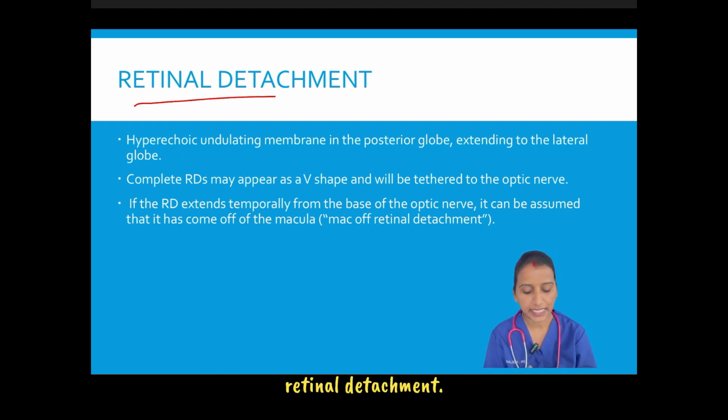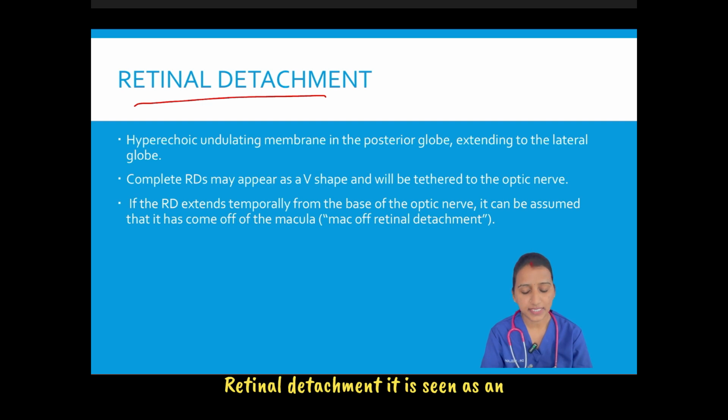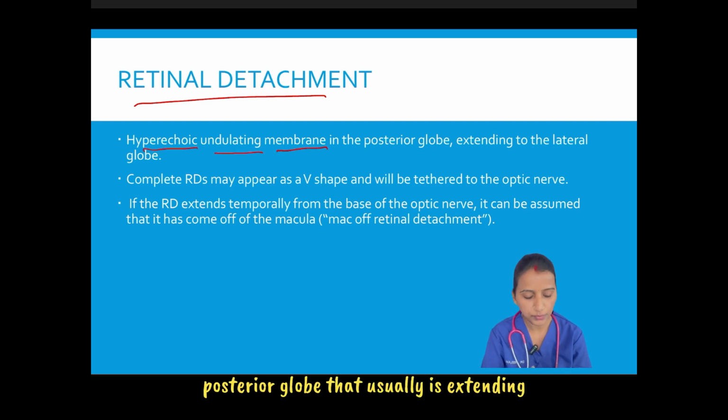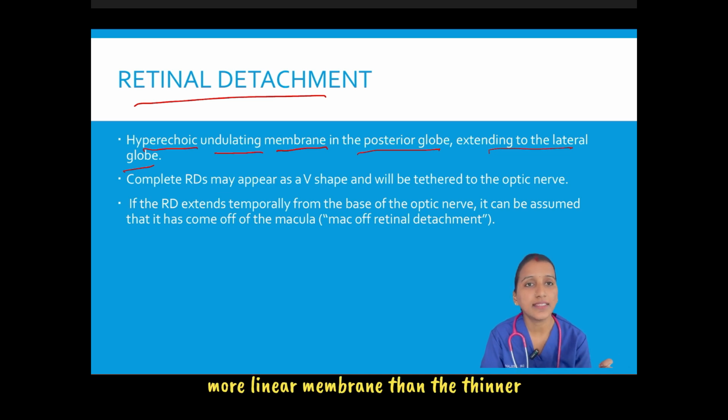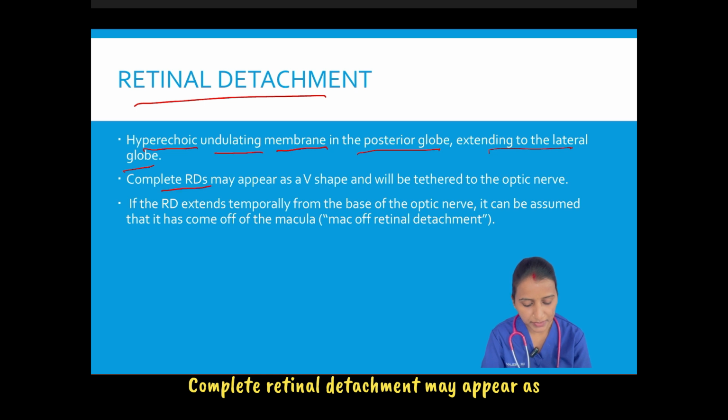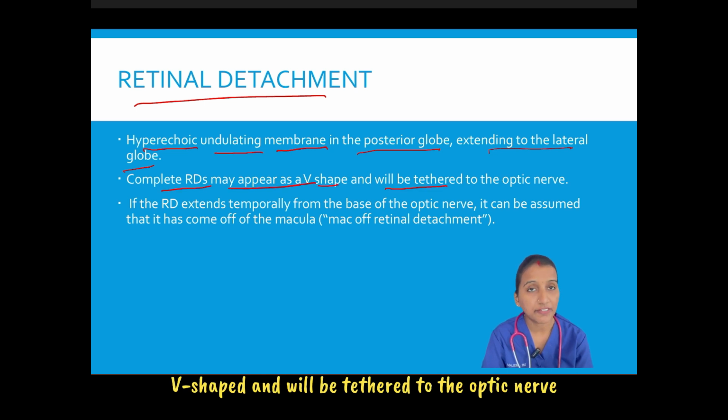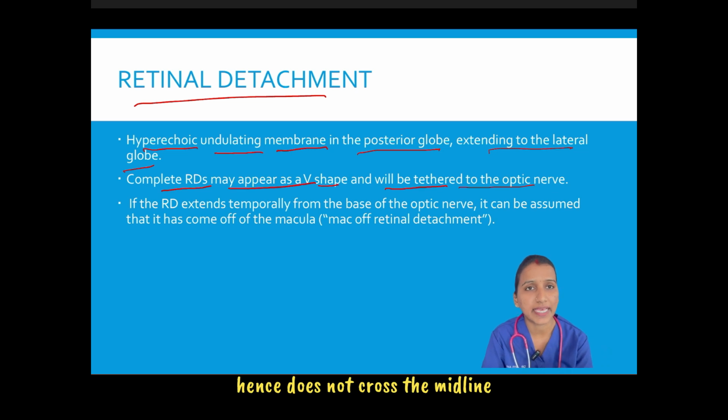Continuing with retinal detachment. Retinal detachment is seen as a hyperechoic undulating membrane in the posterior globe that usually extends to the lateral globe. It is usually seen as a thicker, more linear membrane than the thinner membrane of a posterior vitreous detachment. Complete retinal detachment may appear V-shaped and will be tethered to the optic nerve and hence does not cross the midline, whereas a posterior vitreous detachment can cross the midline.